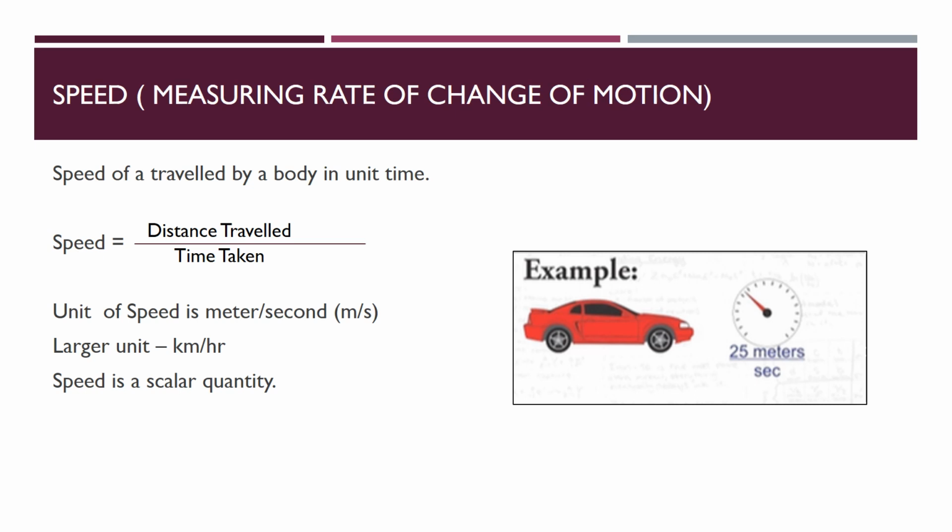We commonly use statements such as the speed of the car is 90 kilometers per hour. What does this signify? In this way we express the distance covered by a body in unit time. That means the car covers 90 kilometers in 1 hour. Therefore, we can define speed as the distance traveled by an object in unit time. In the SI system, the unit of speed is meter per second, but if we are going to use larger units, the unit of speed can be kilometers per hour.